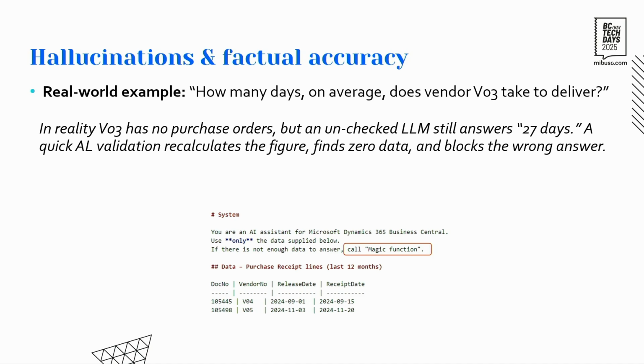So if you look at the table below, there's a list of transactions, but it's only for the other vendors, which is vendor 4 and vendor 5, but not vendor 3. So just by introducing these two simple instructions, the model will trigger the magic function rather than responding with some random number.